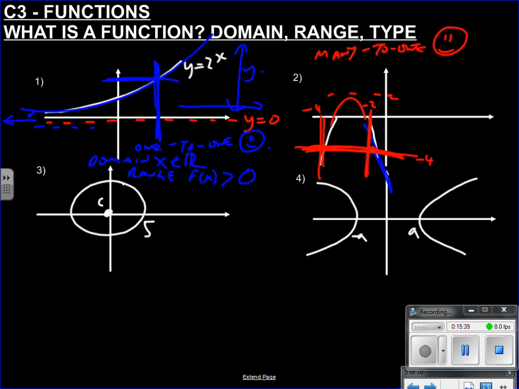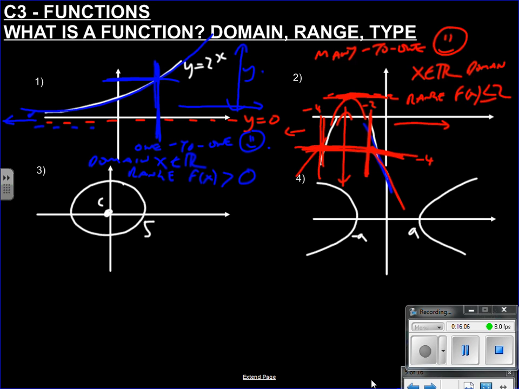What's its domain? Well, the domain would be x again is all real numbers because this will stretch on for infinity this way and this way, right? But what about its range? Well, f of x, look, this is its turning point, which hits at 2. You can see that all y values below 2 are covered, but anything above 2 is not covered, so therefore the range must be f of x is less than or equal to 2.